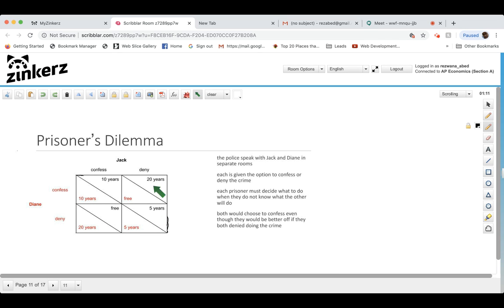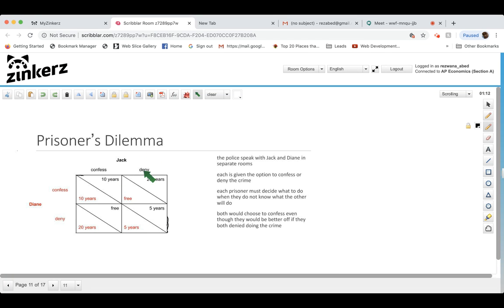So the way these payoff numbers are set out actually leads to something really interesting, which is known as the prisoner's dilemma. Once we analyze this, we will see why this is a dilemma. So let's see, how do we do this? If we are looking at it from Diane's perspective, she's going to have to consider what Jack does. So if Jack confesses, right?